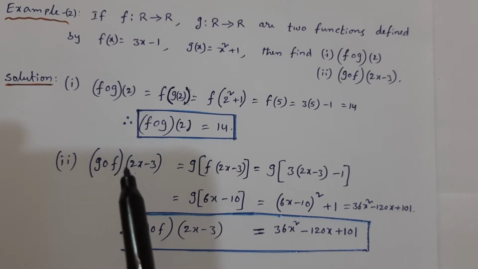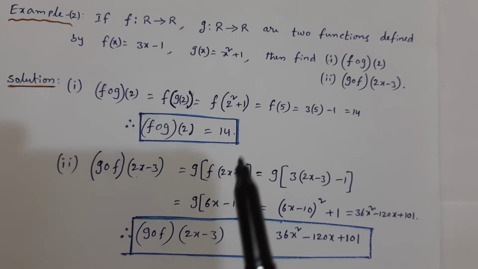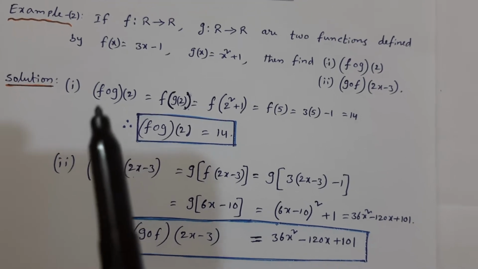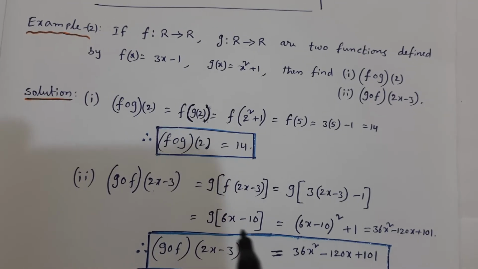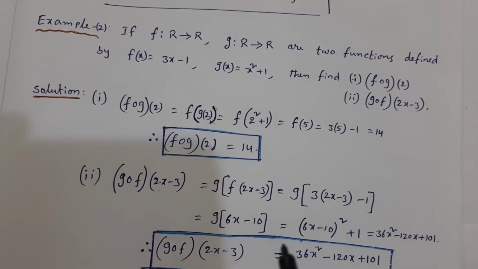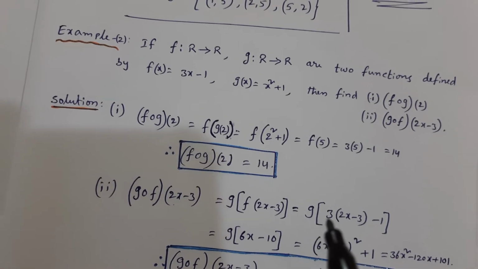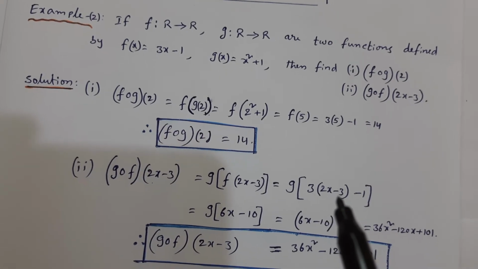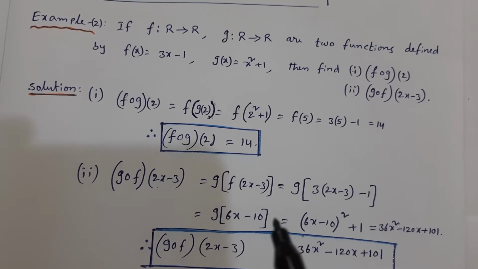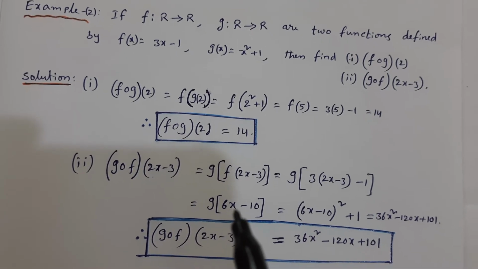Similarly, g circle f of 2x minus 3 equals g of f of 2x minus 3. F of x is 3x minus 1, so f of 2x minus 3: in place of x substitute 2x minus 3. So 3 into (2x minus 3) minus 1. 3 into 2x is 6x, minus 3 into 3 is 9, minus 1. So 6x minus 10. That equals g of 6x minus 10.